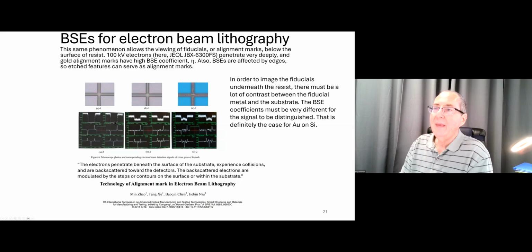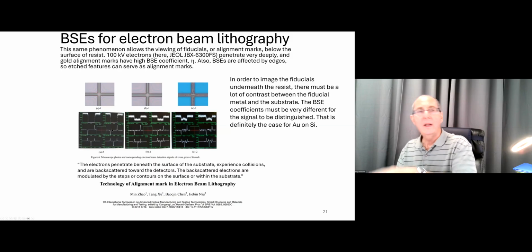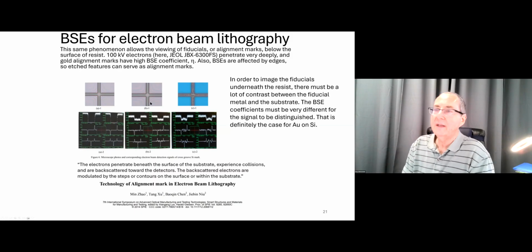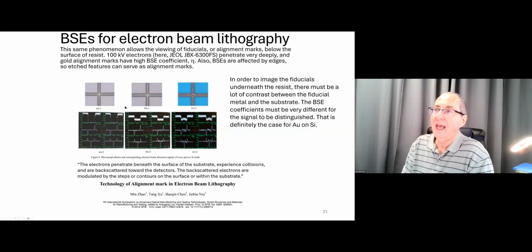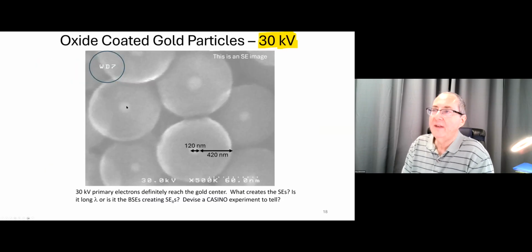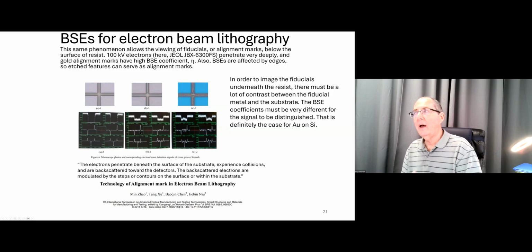And that means that you can put down your fiducial mark of, say, 200 nanometers of gold, spin resist over it, and as long as you're using a backscatter detector, you can see your gold alignment marks. They're just visible through the resist, just like my gold nanoparticles became visible through this very thick silicon dioxide outer layer. Okay, so that explains a really important aspect of what makes it possible to even see alignment marks.